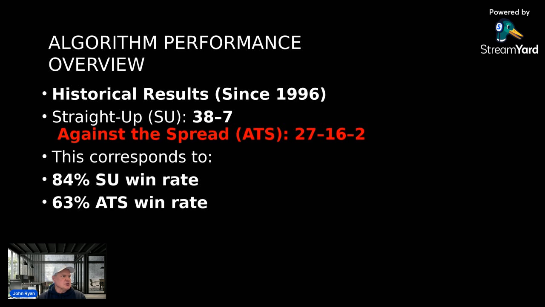So algorithm performance overview. Let's take a look at this. This is pretty impressive. This goes back to 1996, straight up 38-7. So that's a pretty high probability right now that the Atlanta Hawks will win this game. But is there a correlation, or is this just random luck? Against the spread, it's 27-16 with a couple of pushes. These numbers look impressive, but numbers are not enough. The key question is, could this happen just by random chance?